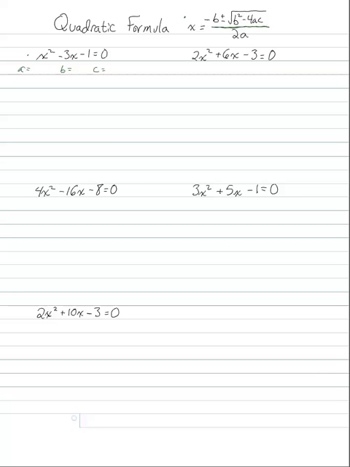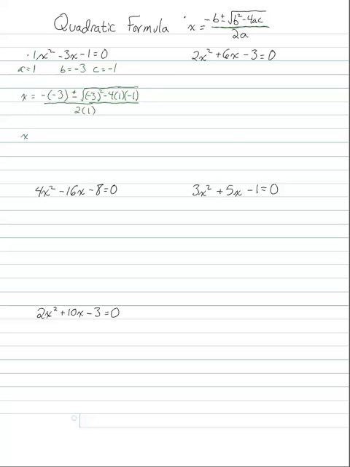So my a is going to be 1, the number in front of my x squared. My b is going to be negative 3, and my c is going to be negative 1. Now it's a matter of just plugging it in. We're going to plug in slowly for the first time so we get an idea of what everything looks like. So negative 3, since b was negative 3, plus or minus the square root of b squared, which would be negative 3 squared, minus 4 times a, which is 1, times c, which is negative 1, all over 2 times a, so 2 times 1.